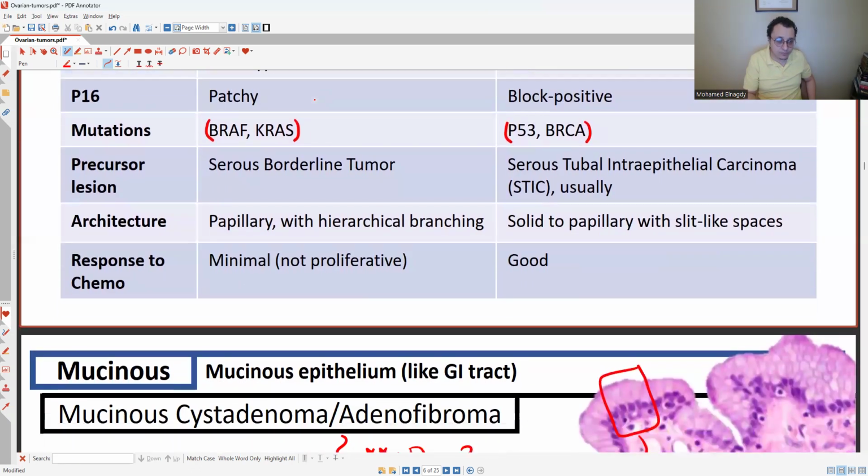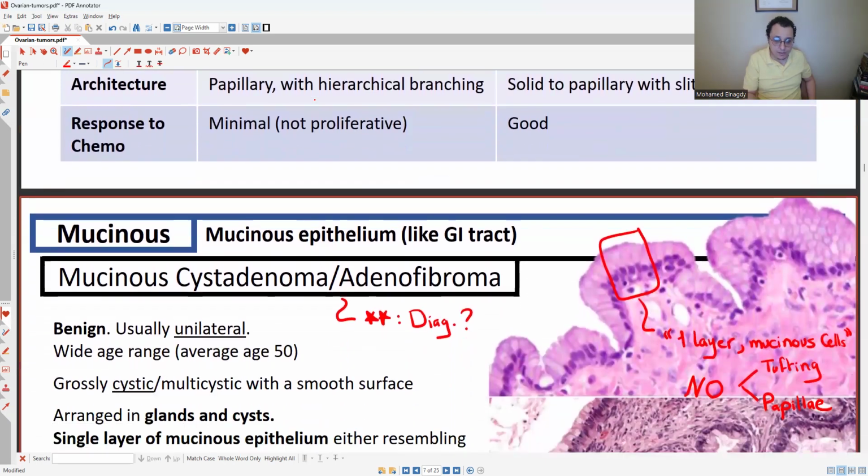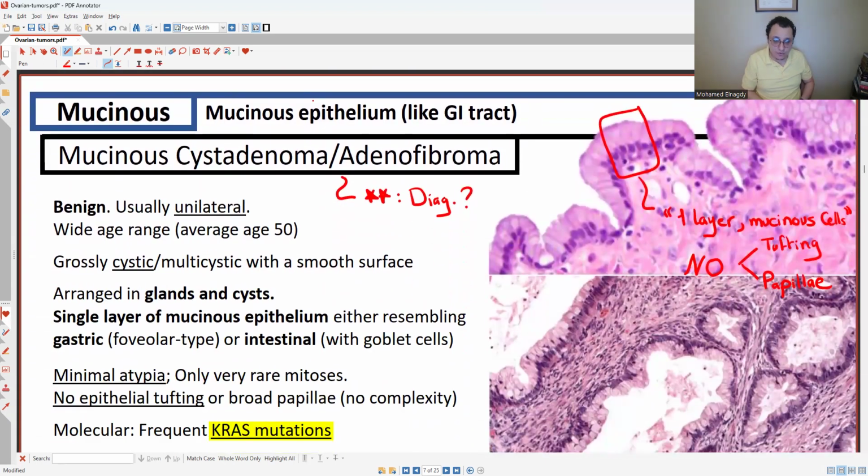Okay? That's it for the serous. So everyone, thumbs up for the serous carcinomas of the ovary. So benign serous cystadenoma, borderline serous tumor, and low-grade and high-grade serous carcinoma. So now we know all the entities.